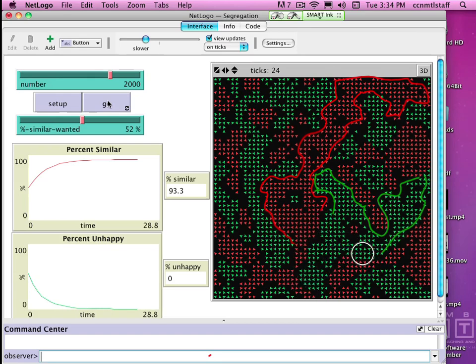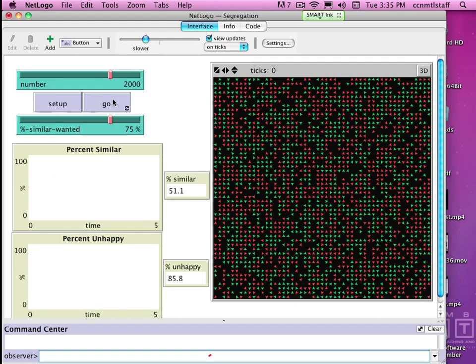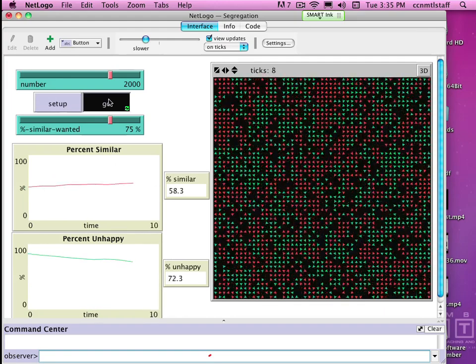The other end is what would happen if we make the percent similar wanted really high, like 75%. What do we expect then? Let's just run it. So we have the simulation 4. We set the slider to 75%. We hit setup, and we hit go.